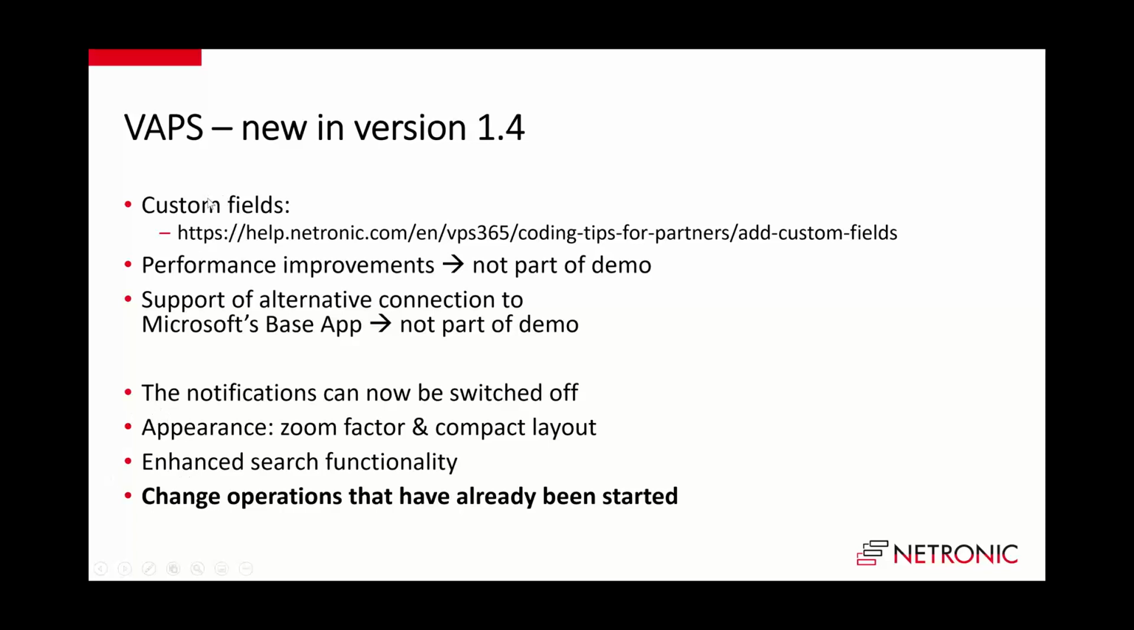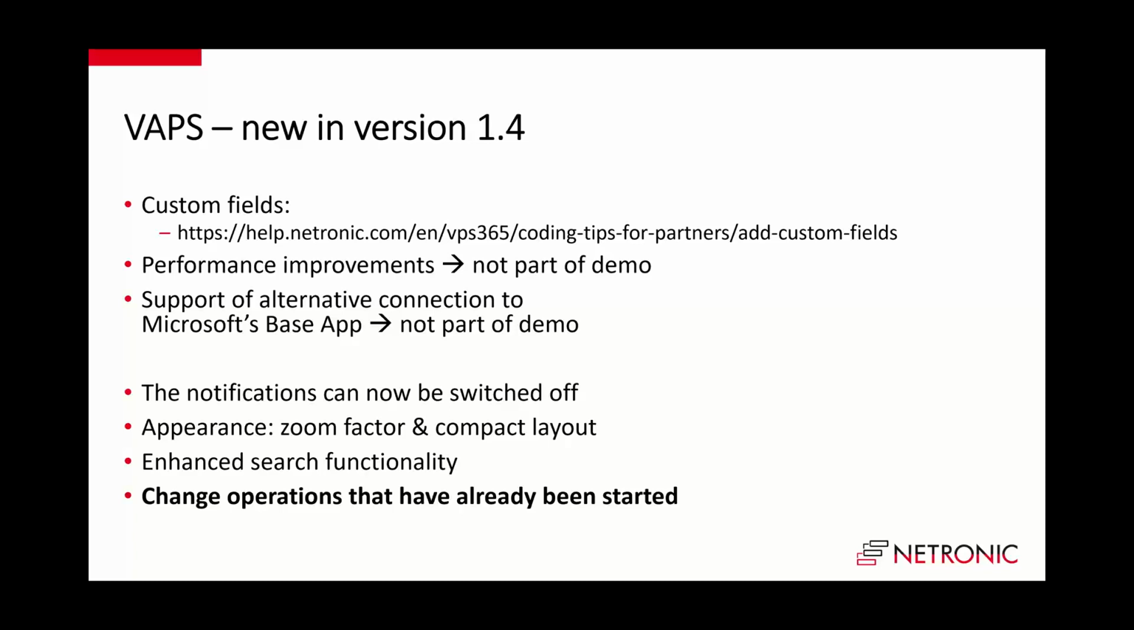So with the VAPS, and I explained this already on Tuesday for the VPS and the VJS as well, we now have the capability to show custom fields in the tooltip and in the bar label. So we have this dialog, this configurator, with which you can build your own tooltip and change the description on the bar label.